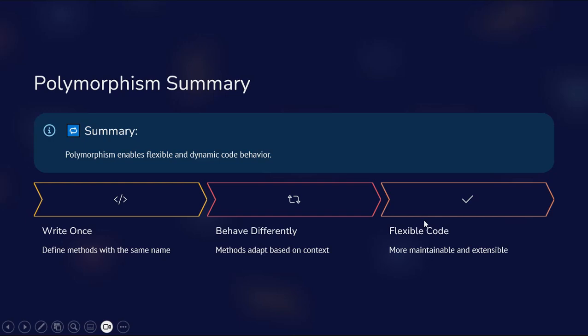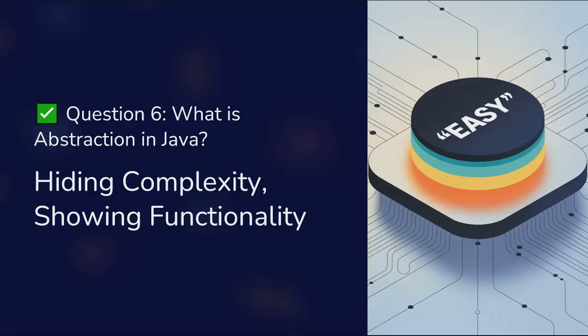Summary: polymorphism enables flexible and dynamic code behavior. Write once, and methods defined with the same name behave differently. Methods adapt based on context. Flexible code means more maintainable code.